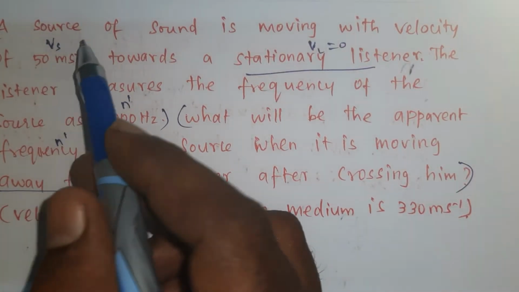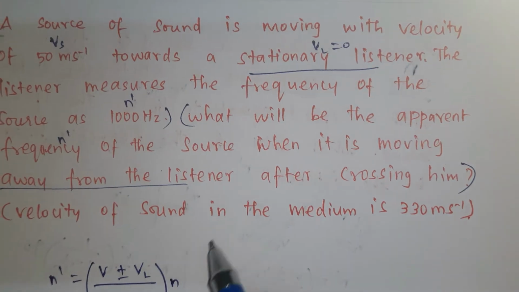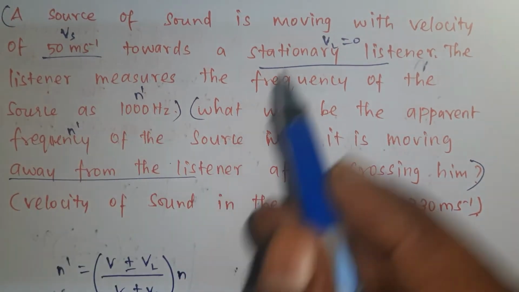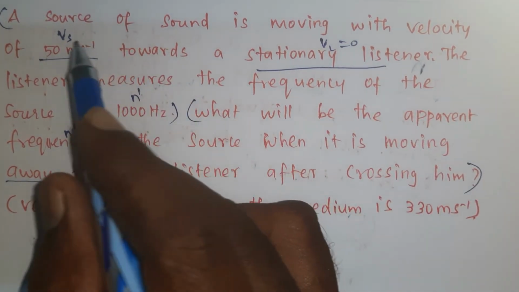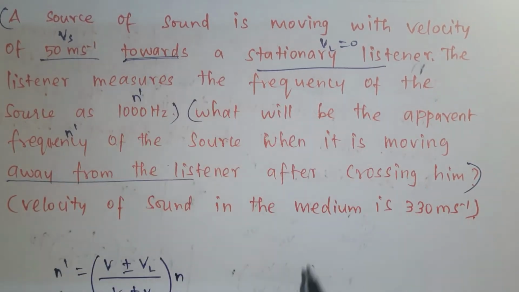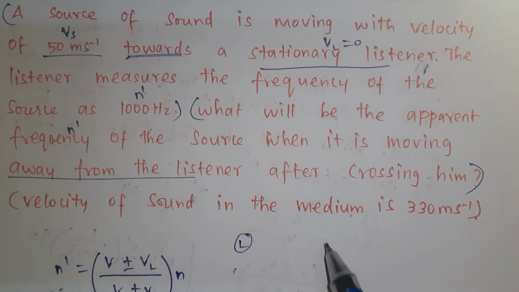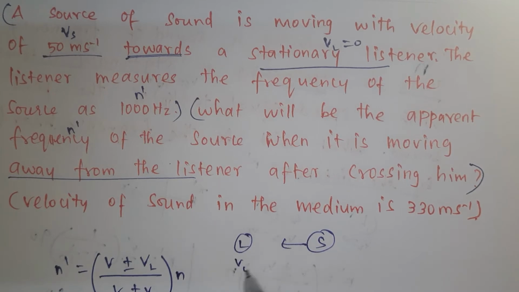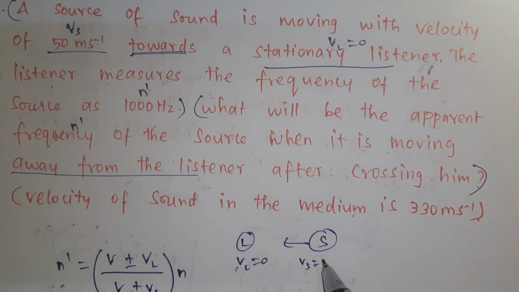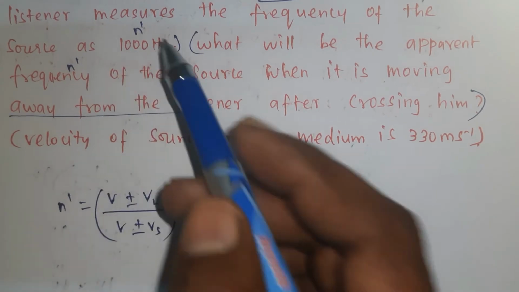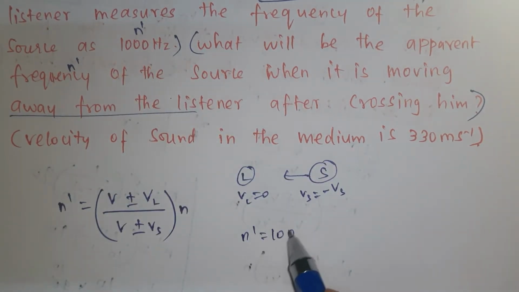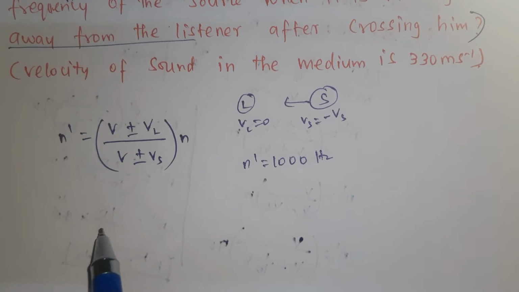Here the velocity of the sound source vs is 50, and the listener is stationary, so vL is 0. The source is moving towards the listener. This is the listener, this is the source. The source is moving towards the listener, which is stationary, so vL will be 0, and vs towards the left-hand side means you can take it as negative. Now substitute the values in this formula. The n dash value is given in the question as 1000 Hz. We'll substitute in this formula.